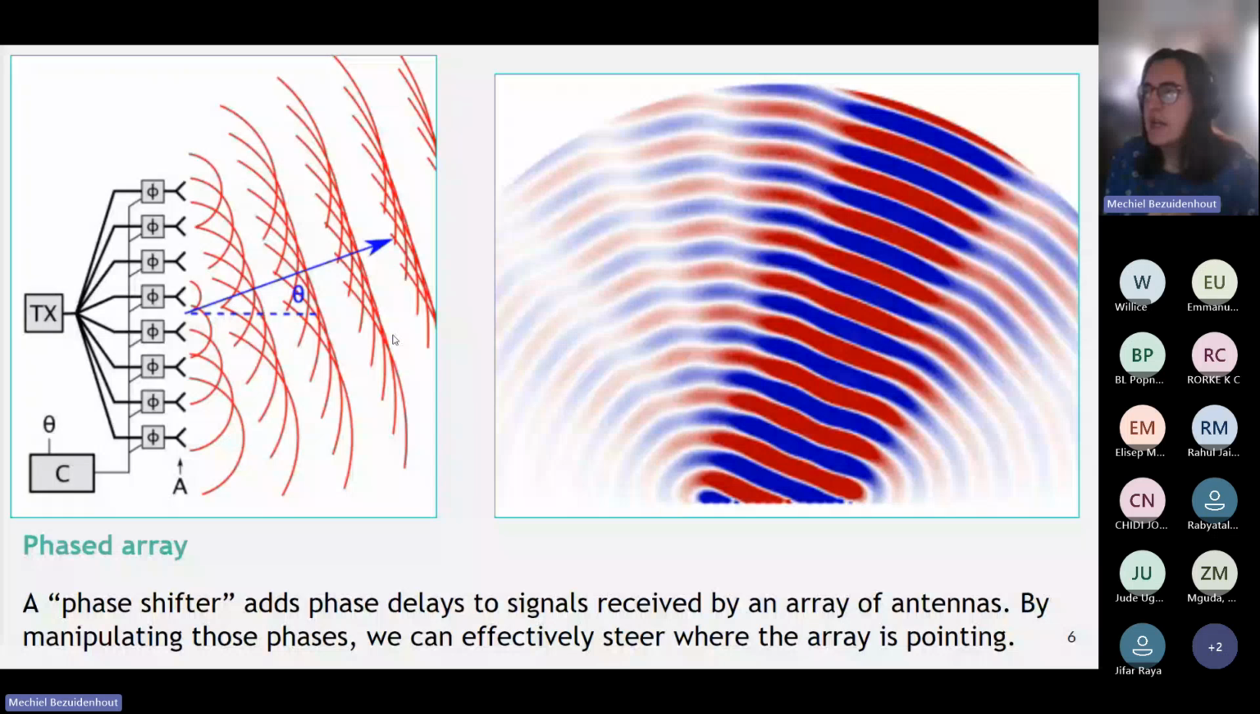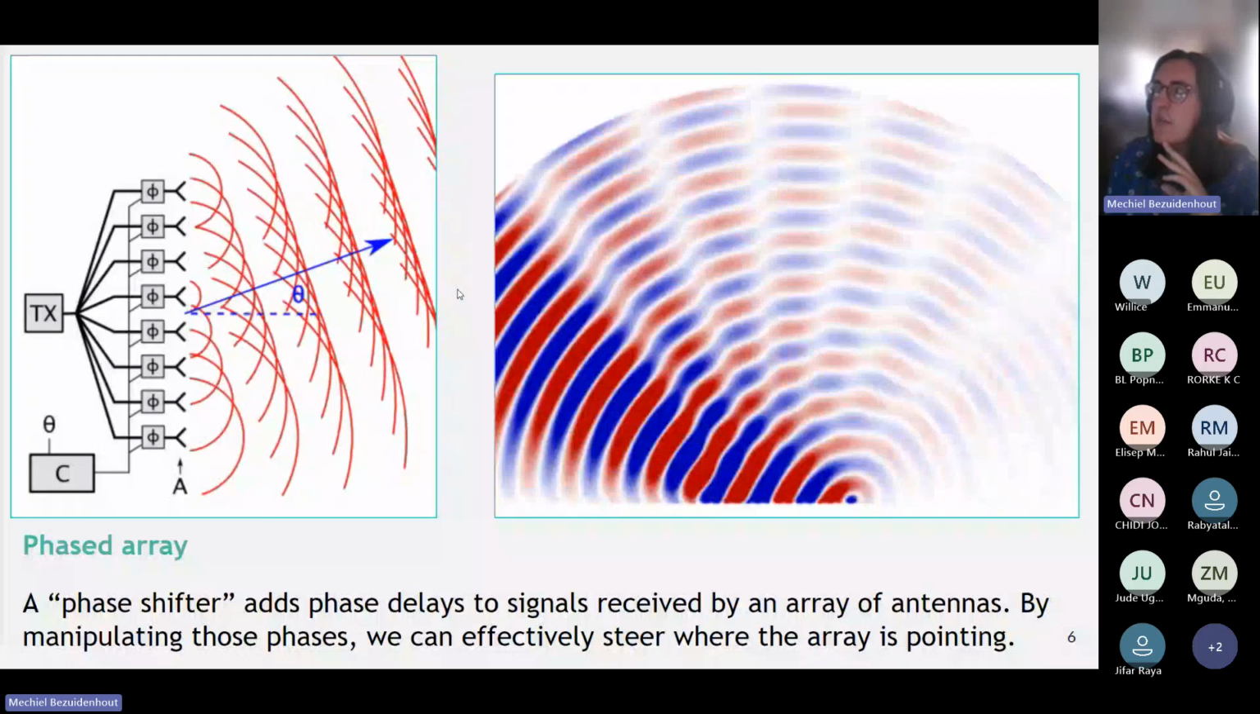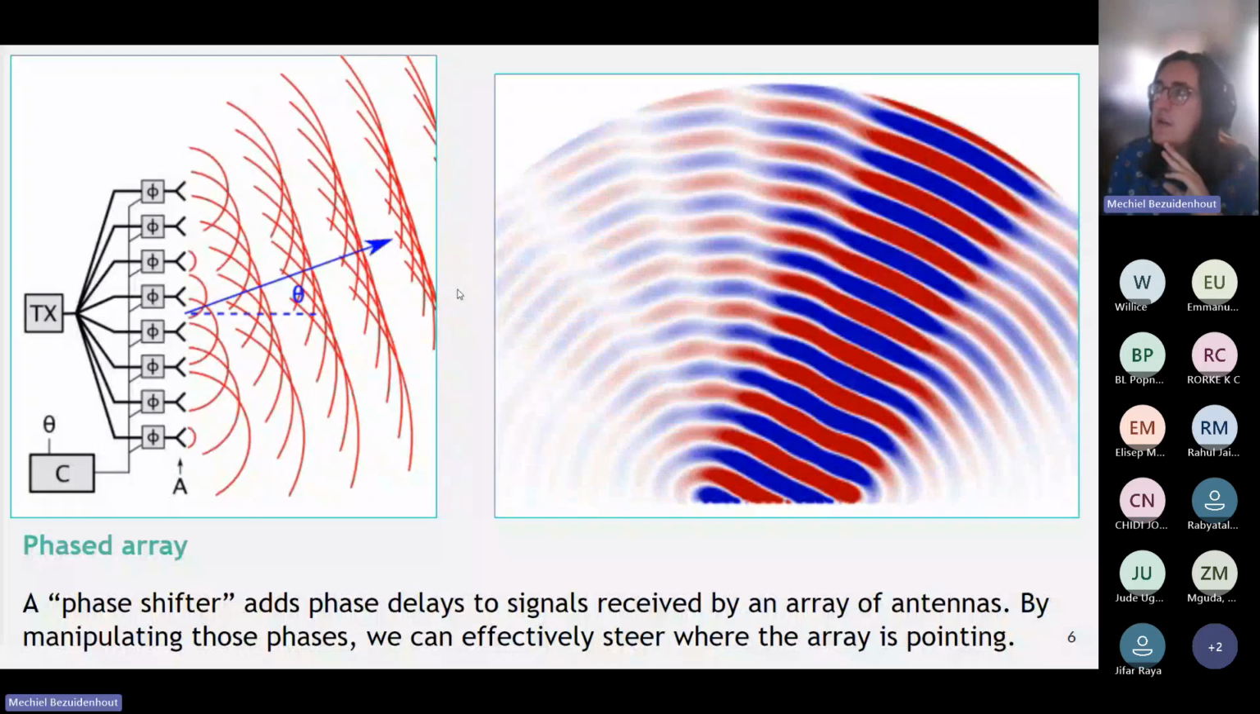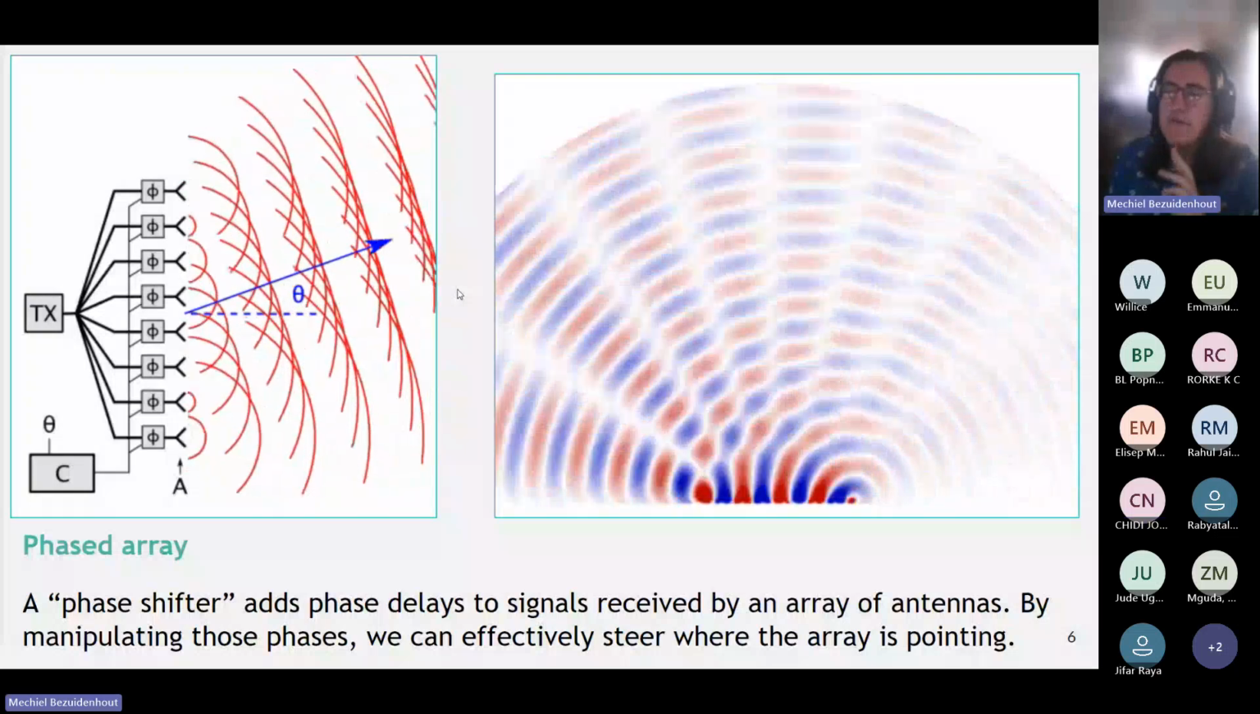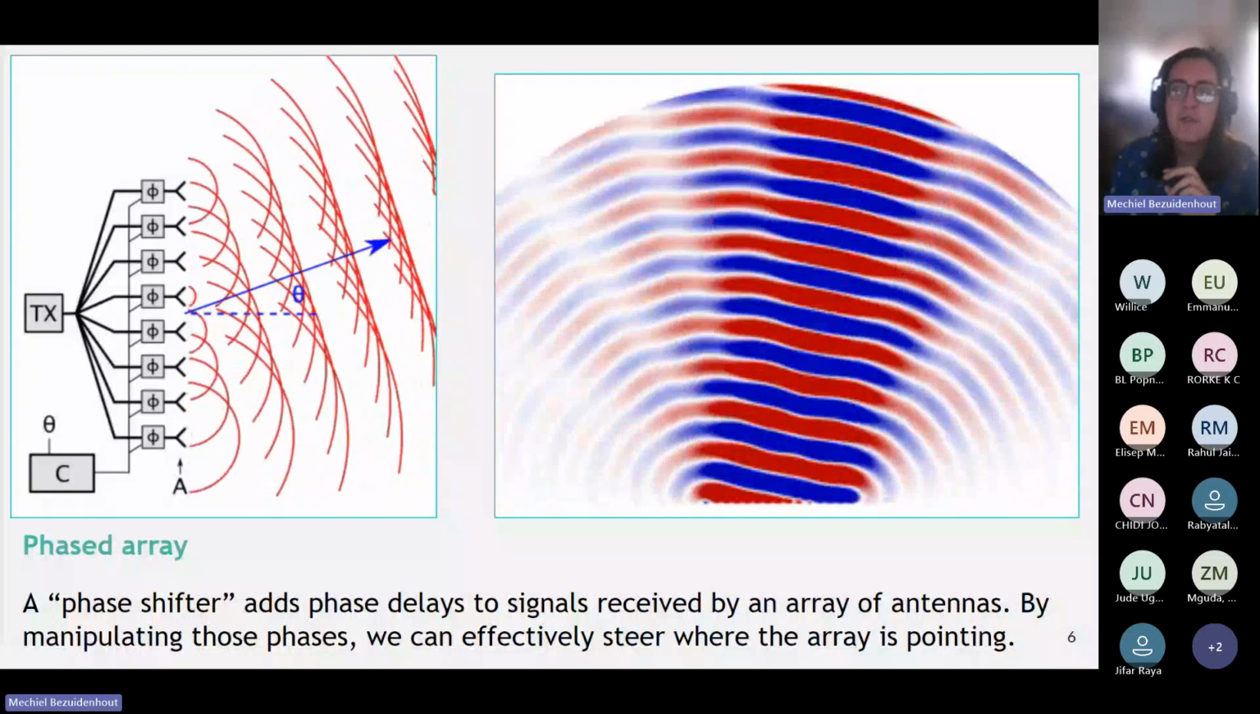So I think ASKAP, for instance, and which is the other one? Effelsberg maybe has a phased array feed.